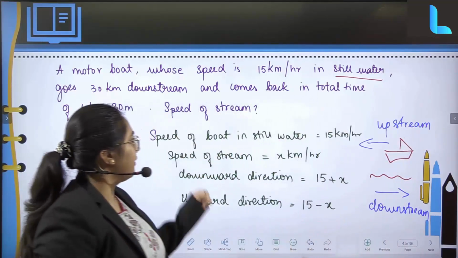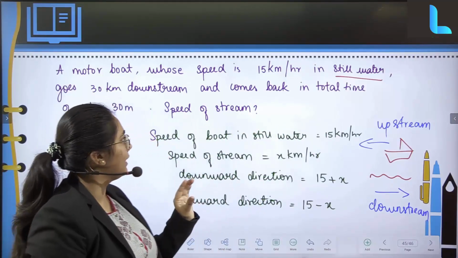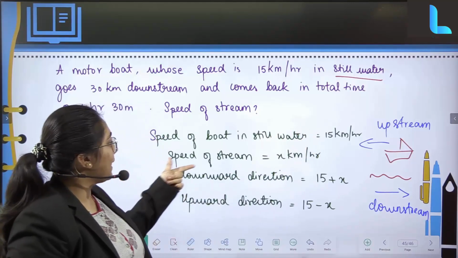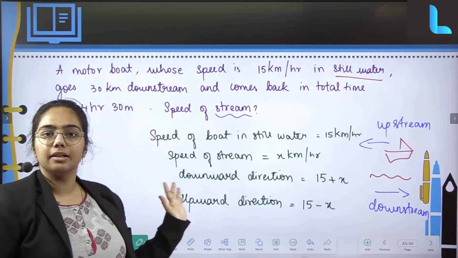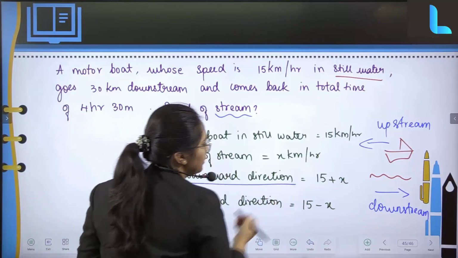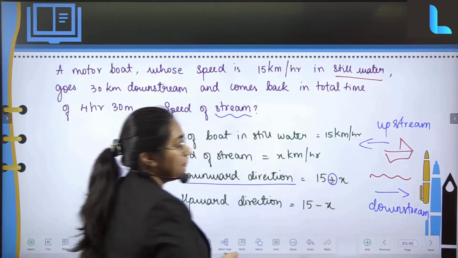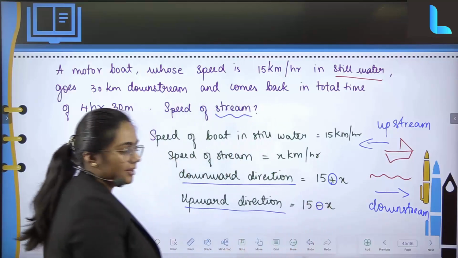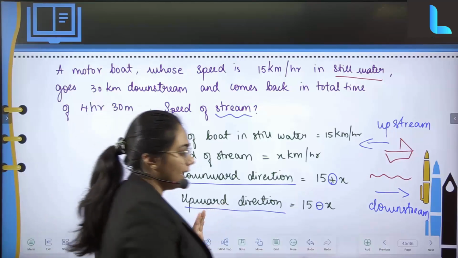Right. So now from the given question, speed of the boat in still water is going to be 15 kilometer per hour. So now speed of the stream is what we need to find out. Speed of the stream, let's consider it is going to be equal to x kilometer per hour. As I said, for downward direction, there is no much effort required. That is the reason I'll write plus x. For upward direction, little bit of effort is required. That is the reason 15 minus x is what I'll get.